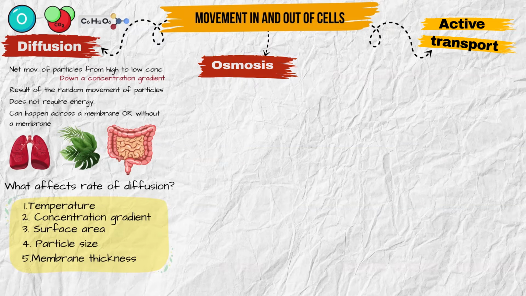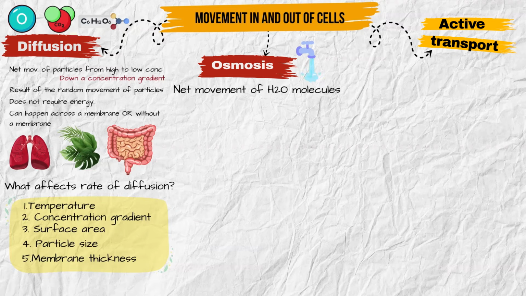Now let's talk about osmosis, the second process in this chapter, and one of the most misunderstood. So first, what's the proper definition? Number 1. Osmosis is the net movement of water molecules. Not solutes, not sugar, not ions. Only water molecules move in osmosis.